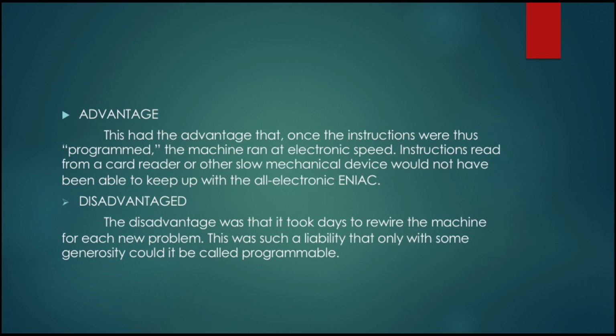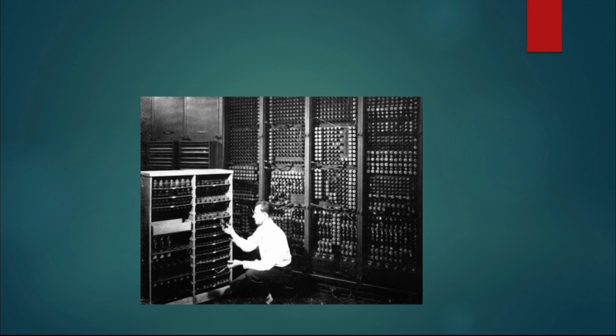Advantage. Once the instructions were thus programmed, the machine ran at electronic speed. Instructions read from a card reader or other slow mechanical device would not have been able to keep up with the all-electronic ENIAC. Disadvantage. It took days to rewire the machine for each new problem. This was such a liability that only with some generosity could it be called programmable. So this is the ENIAC.